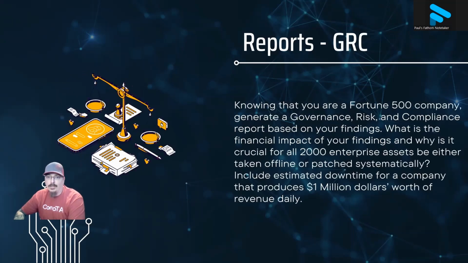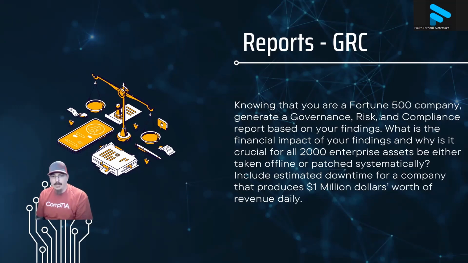Your GRC report, knowing that you work for a Fortune 500 company, you're going to generate a GRC compliance report or a business impact report. You're going to explain what the financial impact of your findings is and why it is crucial for all 2,000 enterprise assets to be either taken offline or patched systematically. Now, when you think of this, yes, you've got one machine, right? You have to think creatively how that one machine is going to affect the other 1,999.